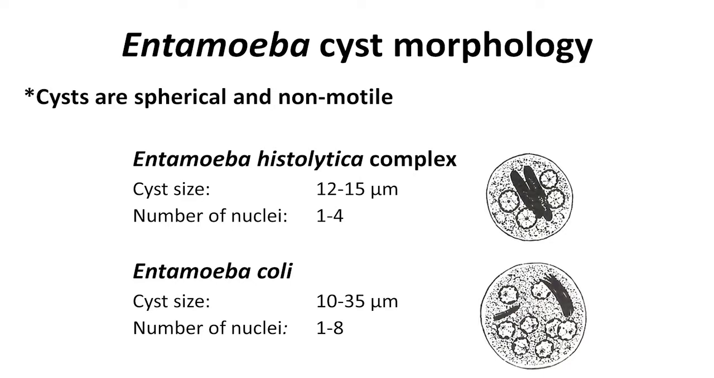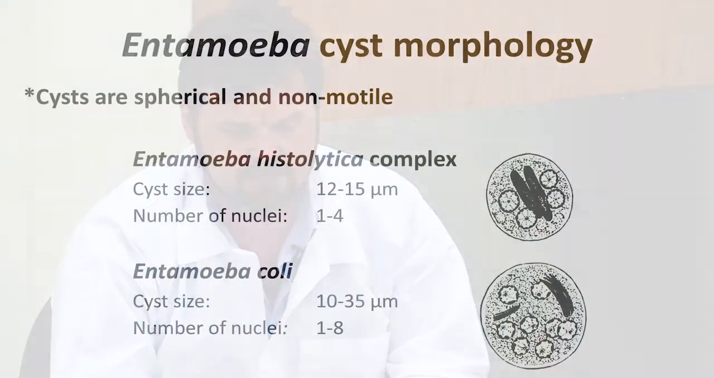So, cyst morphology. Cysts are spherical. They're non-motile, because trophozoites are motile, cysts are not motile. They're in an inert state, but still alive. If we have a look here at the Entamoeba histolytica complex, cysts are on average 12 to 15 micrometers. There's a much wider range of size, but the average size is 12 to 15 micrometers. And cysts generally have 1 to 4 nuclei. So a precyst will have 1 or 2 nuclei, a mature cyst will have 4.